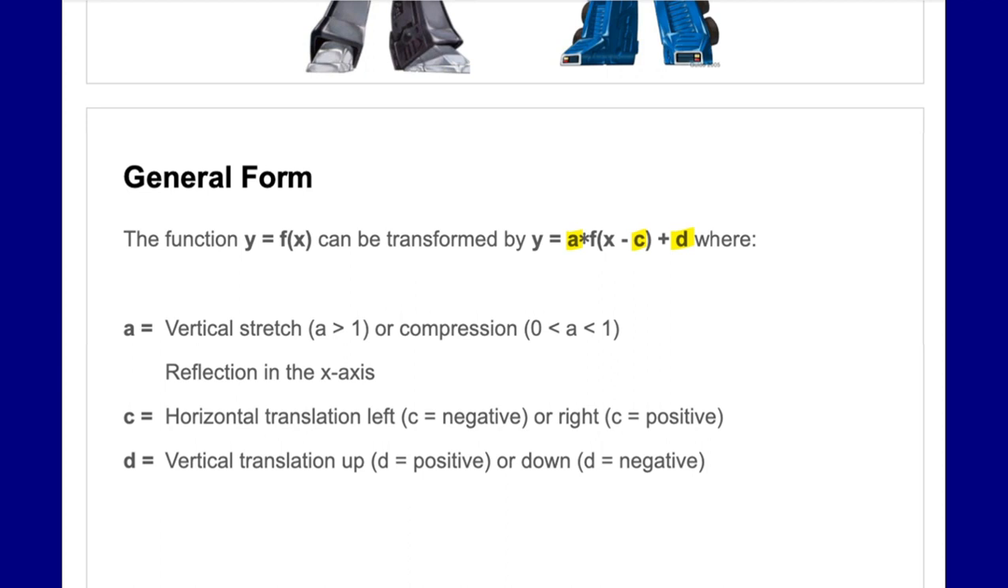A still refers to a vertical stretch if it's greater than 1, or compression if it's between 0 and 1, and it also represents a reflection in the x-axis. And remember, if it's negative, it's flipped.